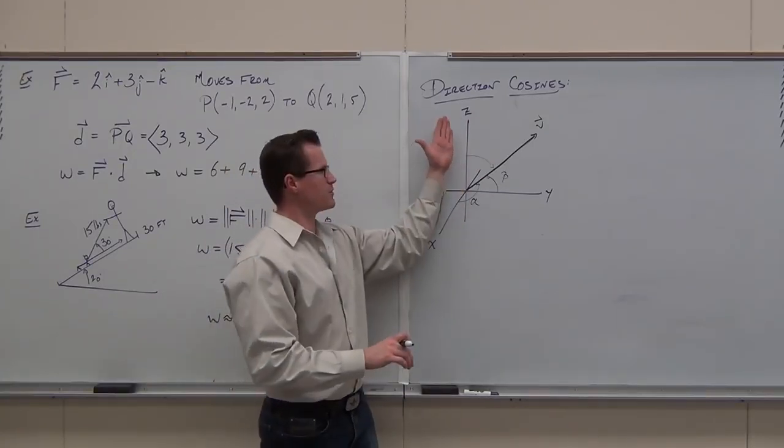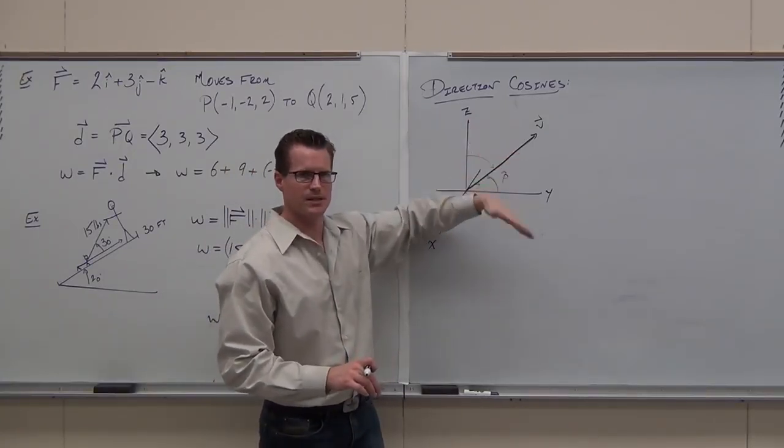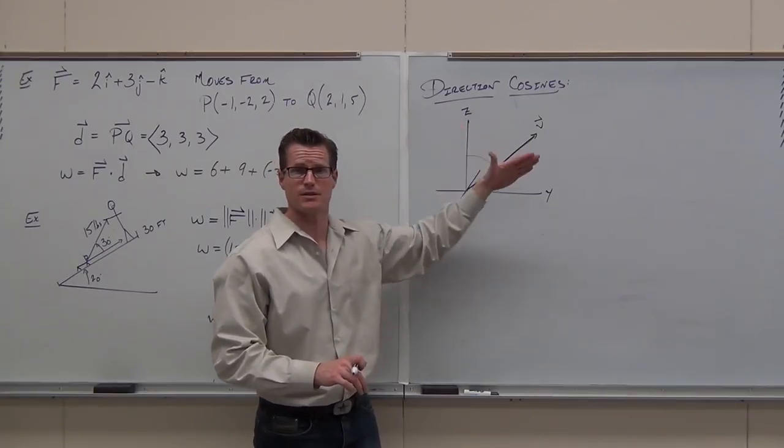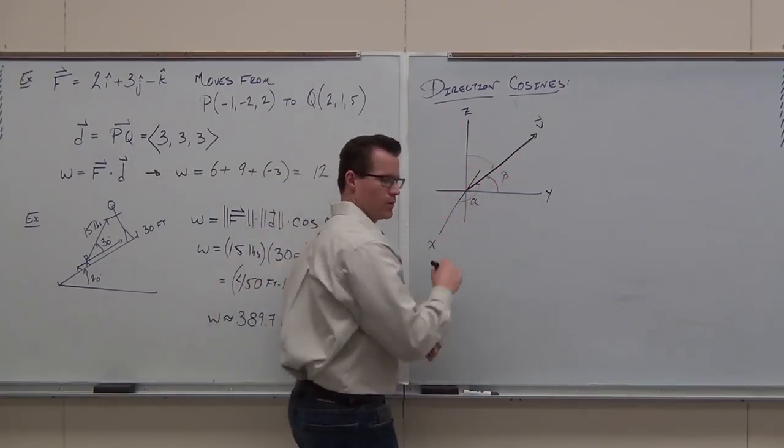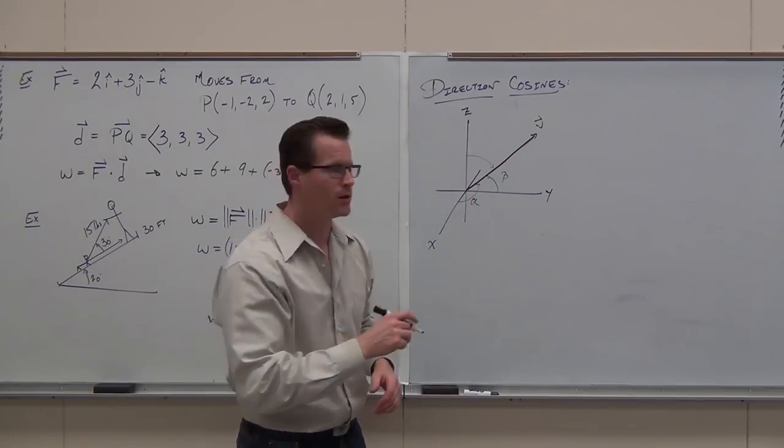The angle measurement from the z is dropping. It's not climbing, because that'd be from the negative. It's from the positive. Oh, what do we call that one? I think we call it gamma.